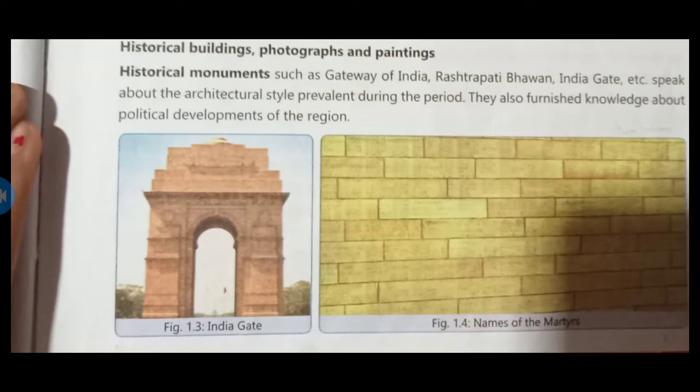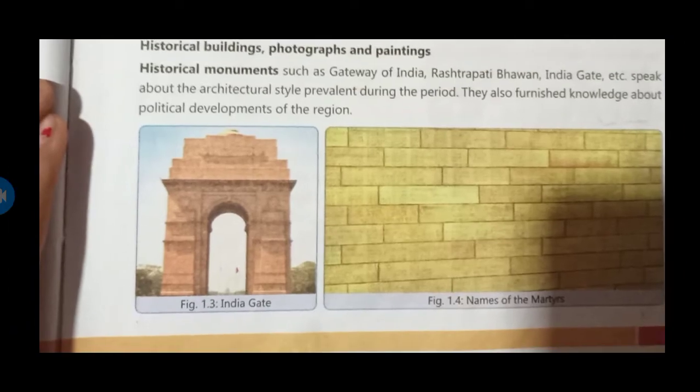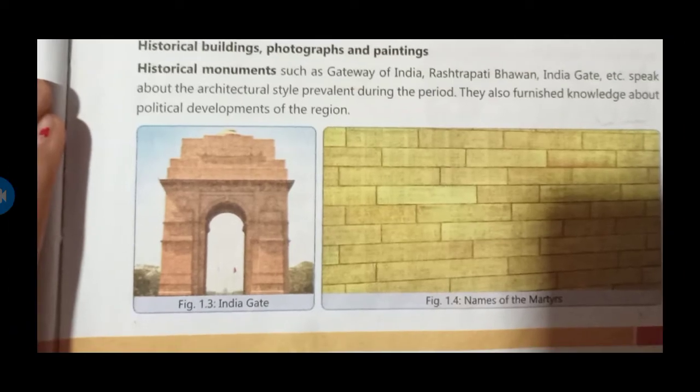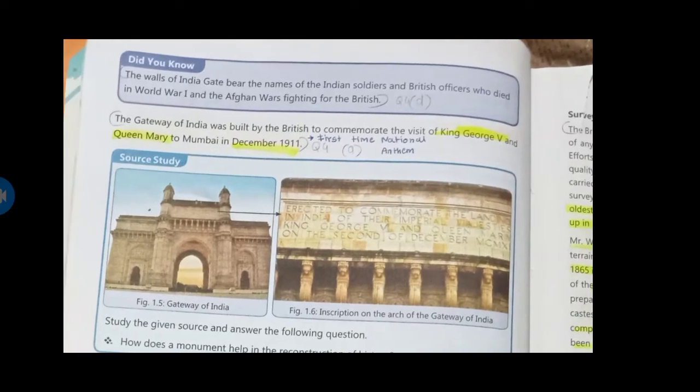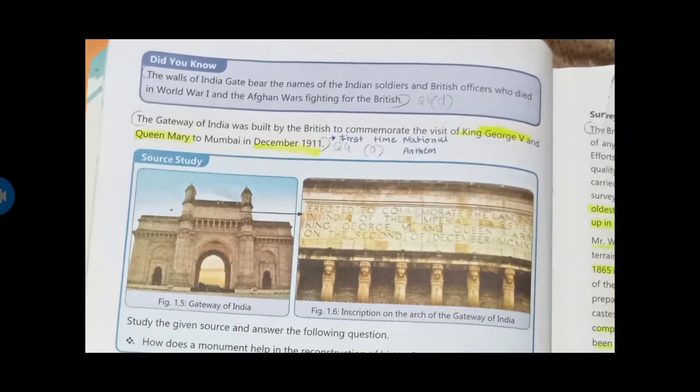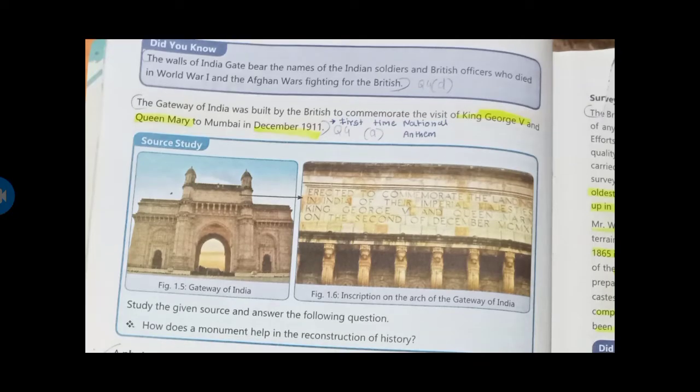So as you can see in the picture, India Gate is there with the names of martyrs. You can see this India Gate. So on that India Gate, what happened? See, World War One. India Gate bears the names of the soldiers who died in World War One and the Afghan wars. It is at Rajpath in New Delhi. It took nearly 10 years to build that beautiful monument.